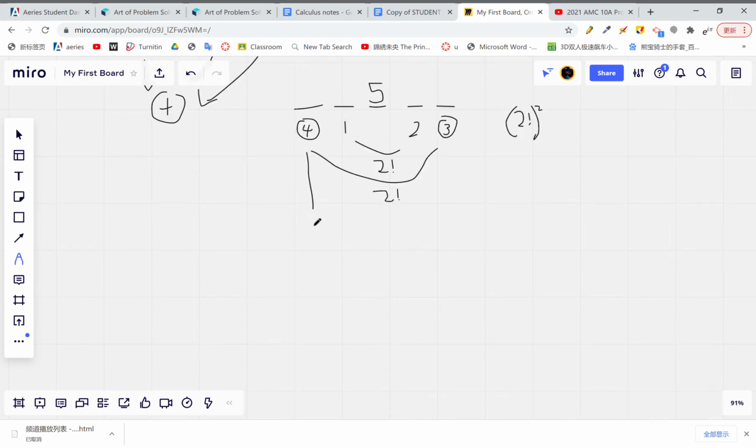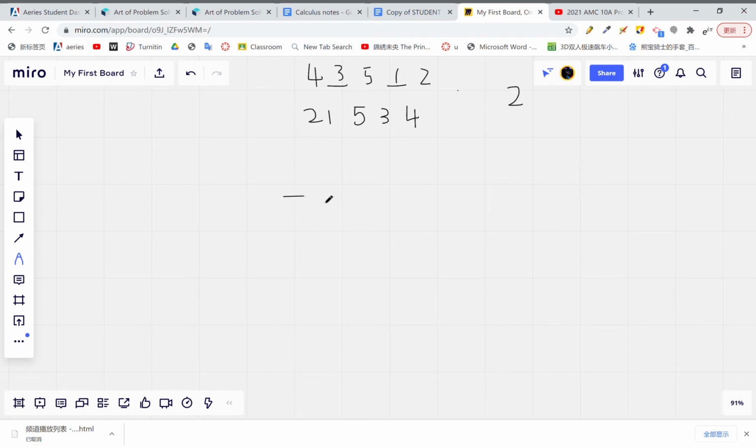And then we can also have 4 and 2. This is another case: 4 5 2. But here we can't have 3, because if it's 3, then these will be in decreasing order, which means this must be 1. And by symmetry, there will be another one. So that results in 2 ways, which means if 5 is in the middle, then there are 6 ways in total.